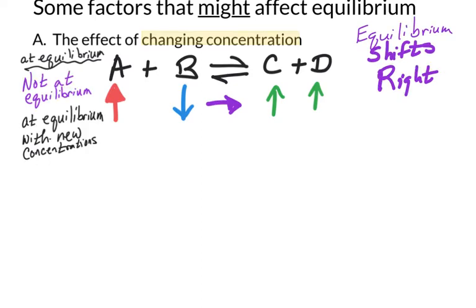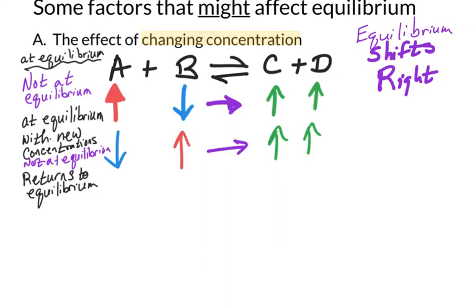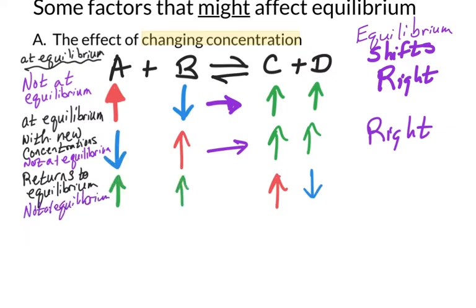Now let's look at what happens when we add B. If we add B, it's going to react with A. So that means that A will decrease because it's reacting, and it's creating more C and D, so C and D increase. That means that this reaction is creating more product, so that means it's shifting to the right. And what happens when we add more C? If we add C, it's going to react with D, so D will decrease, and those two are going to make more A and B, so that means that the reaction has shifted to the left because we're making more reactants.